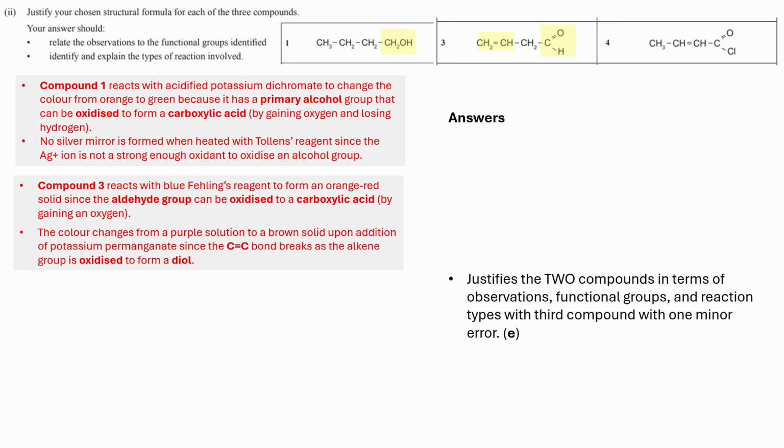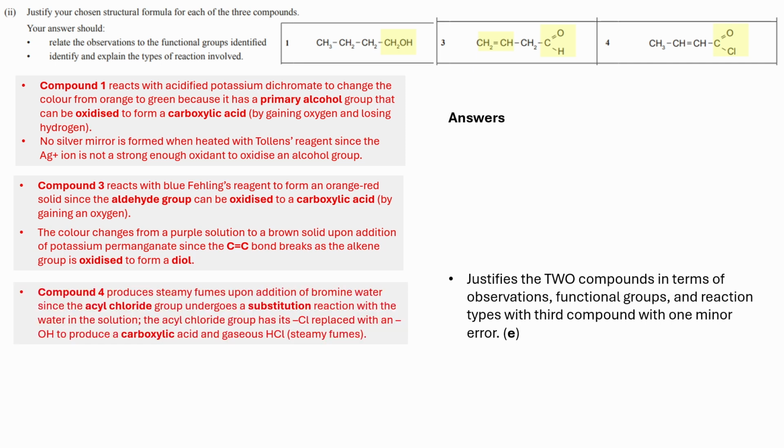Okay, so oxidized producing a diol. You have to remember from last year, if you haven't gone over it again this year, that this will become a diol. And the last one here that we chose was 4. And 4, remember, we had this acyl chloride here, and we knew we had that because we saw the steamy fumes. That's what an acyl chloride does.